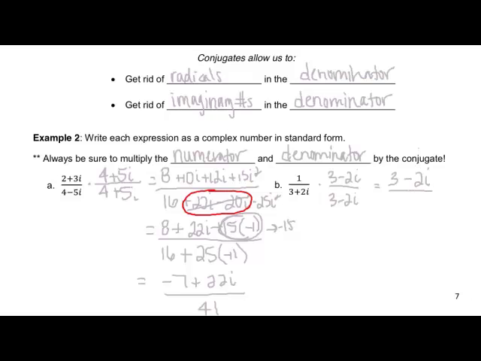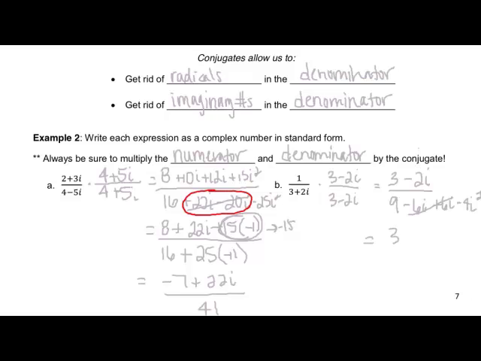In the denominator, I have 3 times 3, which is 9. 3 times negative 2i, which is a negative 6i. Next I have 2i times 3, which is a positive 6i, and 2i times negative 2i, which is a negative 4i squared. So notice, again, our middle terms cancel out, so we get rid of our i's in the denominator.